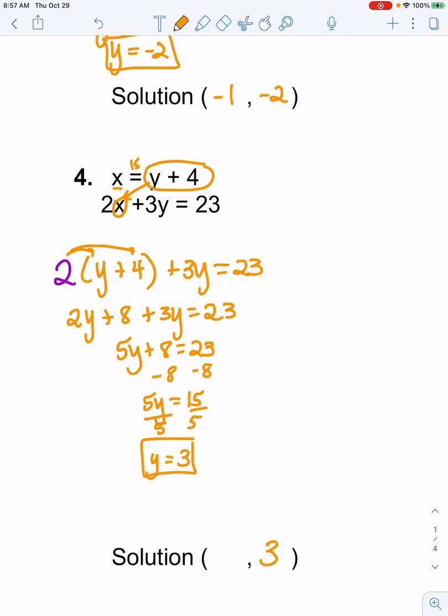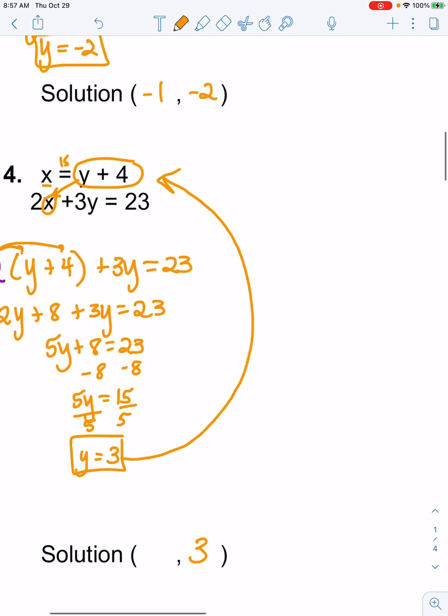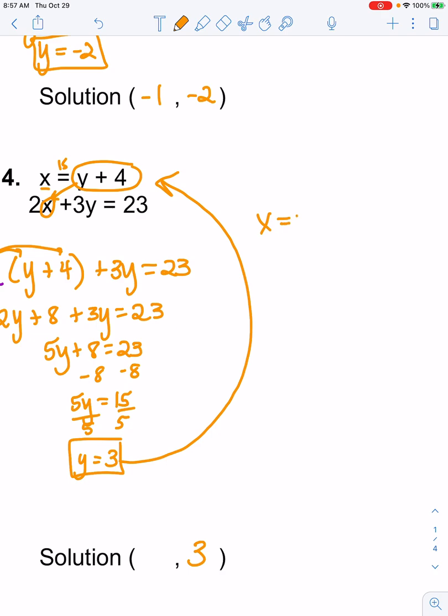Now again, just like the problem before, I'm going to take that answer that I have found and go plug it back into one of my original equations to find out what x is. So if I know that x is equal to y plus 4, well, now I know what y is. Y is 3. So x has to equal 7.